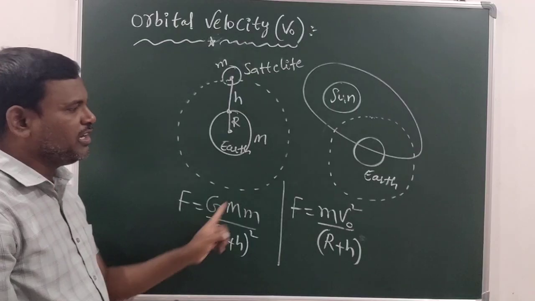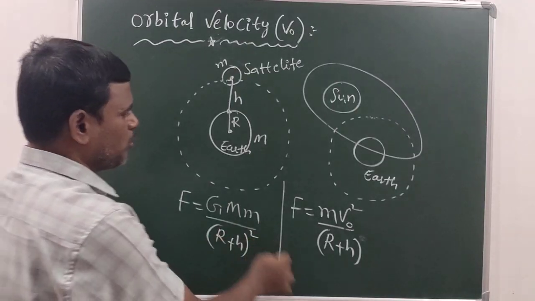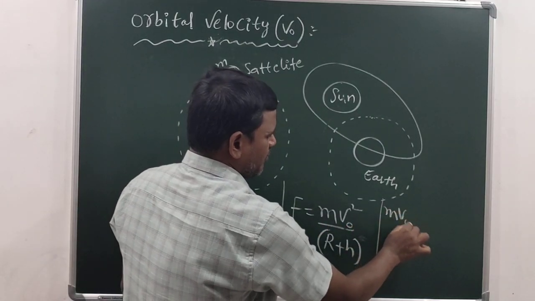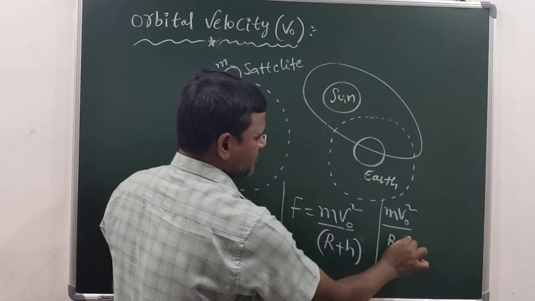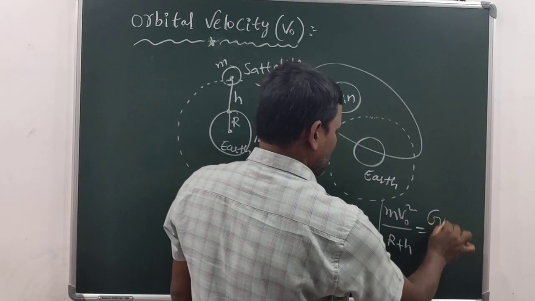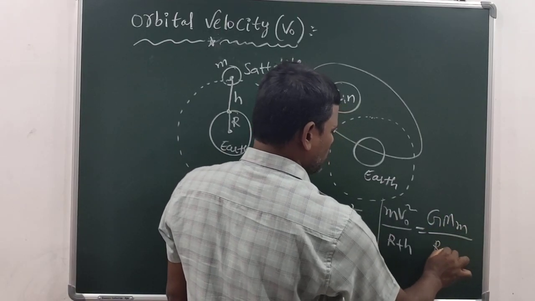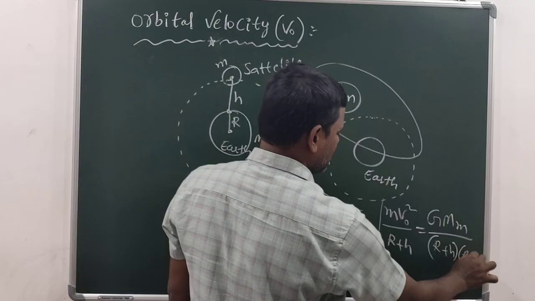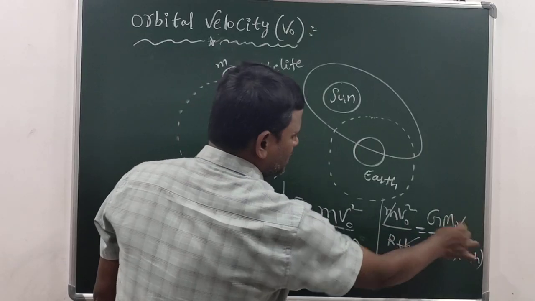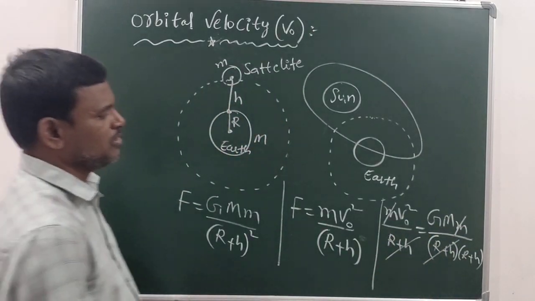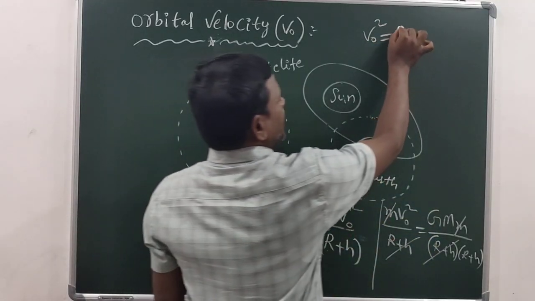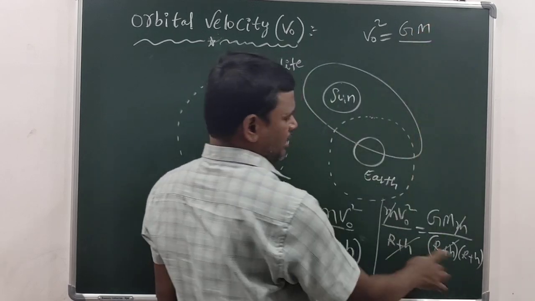Both are equal. Now we equate both of them. If you equate both of them, so here what do you get? m v naught square by r plus h, which is equal to, see here, capital G, capital M, small m by r plus h whole square. You can write r plus h into r plus h. One of the r plus h is cancelled. One small m cancel. Now what is left? v naught square, which is equal to capital G, capital M by r plus h.